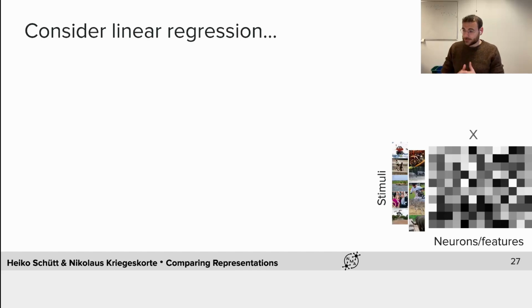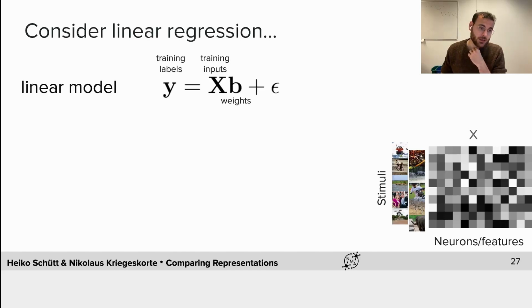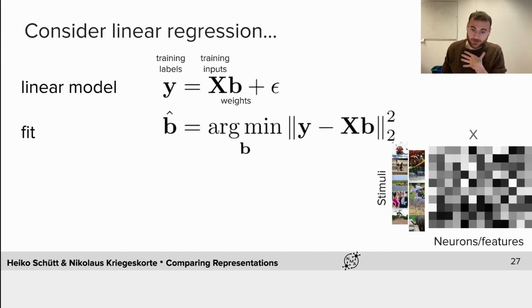So to understand this more, let's have a look at this linear regression step. Again, we're talking about linear regression from our representation X, where each stimulus is a vector of features. And we will make a linear model of our training labels or outputs by adding a vector of weights B, one for each feature. And this will give us our map to make our predictions. We can fit this by just ordinary least squares. So we just minimize the squared difference between the actual data and our prediction.